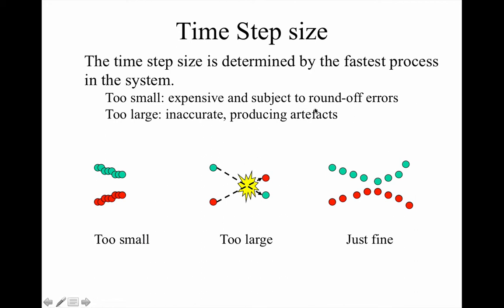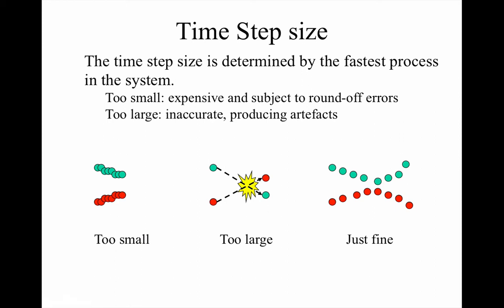Also, it can be subject to round off errors. If we choose the time step to be too large here, then we can actually introduce some physical artifacts. For example, this picture here illustrates that if we start out here at t equal 0, and the time step is too large, then we can actually predict that these two atoms are allowed to cross each other, because we don't know in detail what is happening between this point and that point. We only know in detail what is happening at this point and this point.